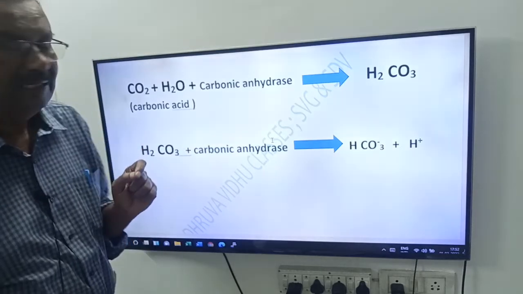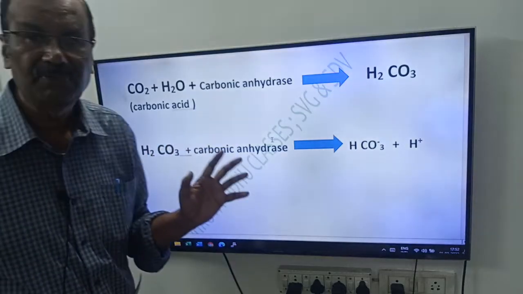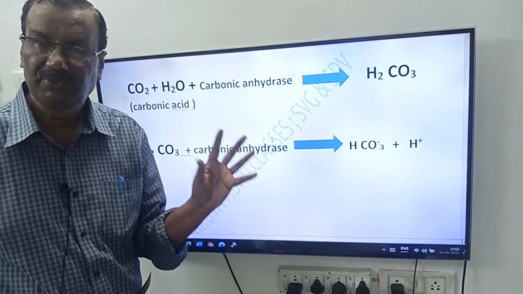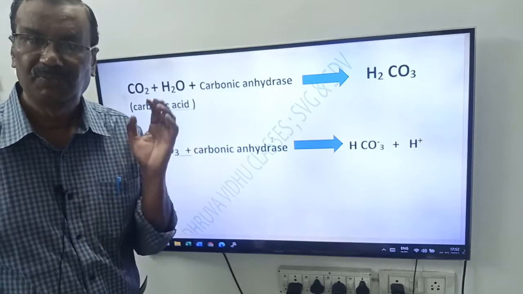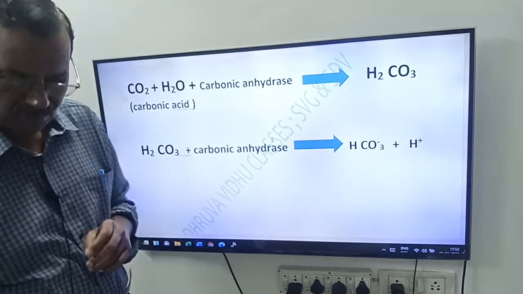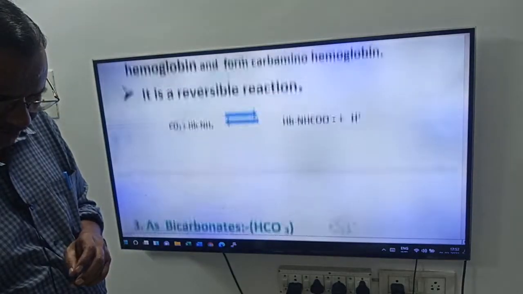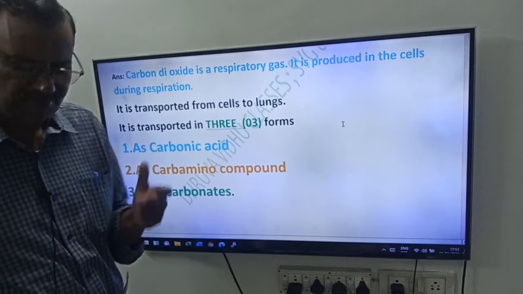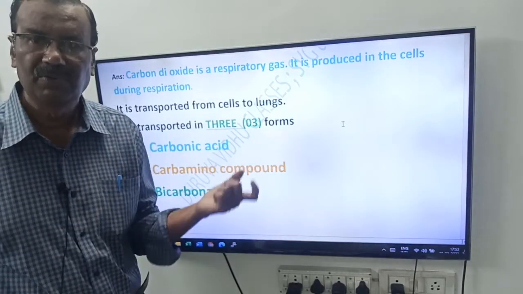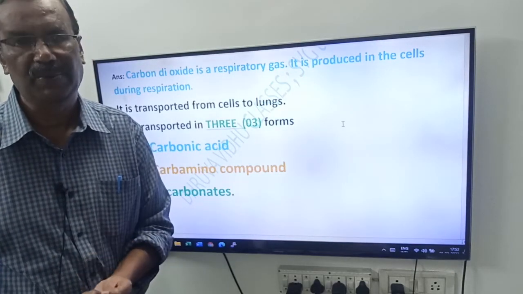Okay friends? Here this is about what, friends? Transport of carbon dioxide. Transport of carbon dioxide takes place in 3 forms, friends. What are those 3 forms? First one is in the form of carbonic acid or in the form of dissolved state. Second one is in the form of carbamino compounds. Third one is in the form of bicarbonates.